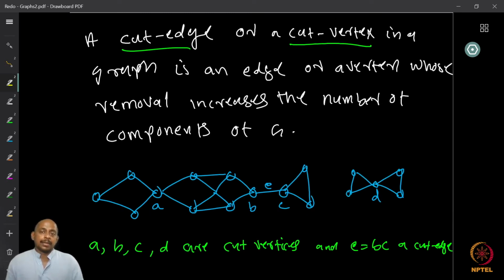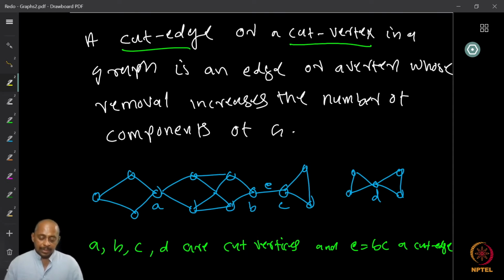Now a cut edge or a cut vertex in a graph is either an edge or a vertex whose removal increases the number of components of G. One can modify it slightly by saying that either it increases the number of components or it gives you the trivial vertex. In some cases that could be useful, but for the time being, we will just assume this. So a cut edge or a cut vertex is basically an edge or a vertex whose removal increases the number of components of G. Now here are some examples.